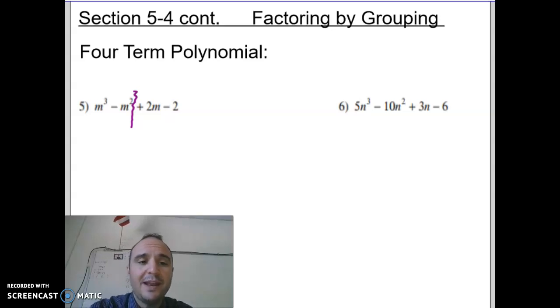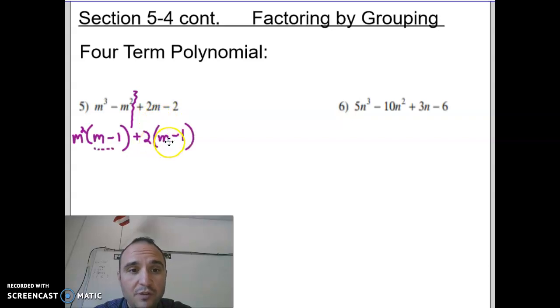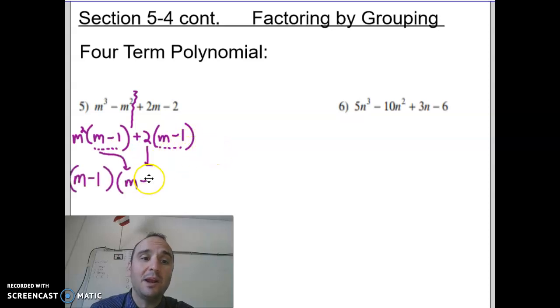So I'm going to split it in half and make two mini problems. The one on the left, m squared is GCFable. So you're going to take the GCF out, m squared, leaving you with m cubed becomes m and m squared becomes minus 1. Watch what happens. Now the right side has a GCF. It's a 2. When you take the 2 out, you end up with another m minus 1.